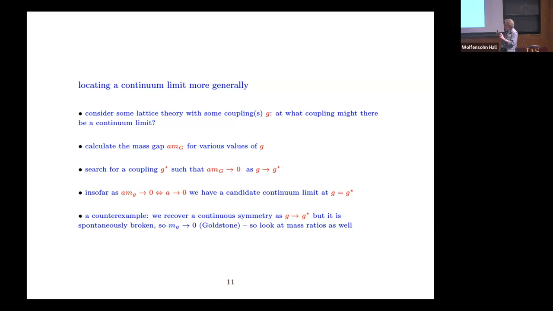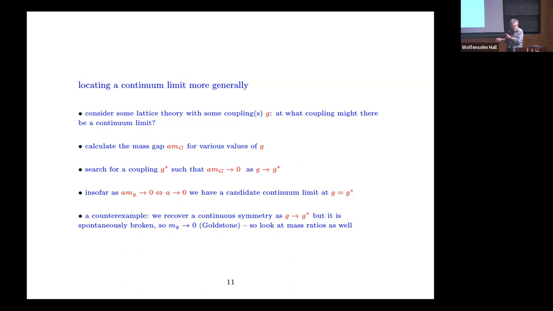And you start finding where the mass gap that you calculate, a times m_g, is becoming small. You focus on that area and do more calculations, and you find where it goes to zero. That would be at certain specific couplings, which would be candidates for being a continuum limit. So that's how you would go.